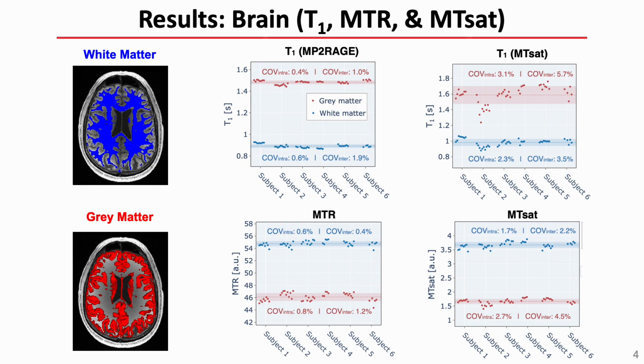Here are some of the results. For the brain, we looked at whole brain white matter and gray matter mean metrics. Each figure shows the quantitative measures. Each data point is one time point scanned for each subject. And in each figure we show the coefficient of variation intra-subject and inter-subject.